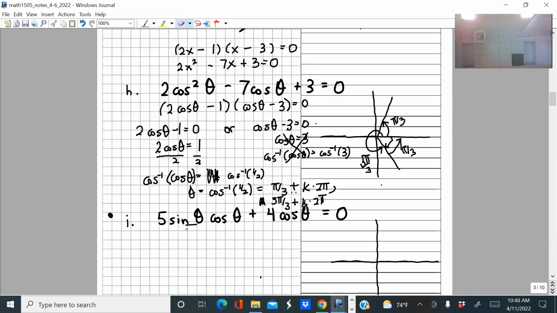You can factor 5 sine theta cosine theta plus 4 cosine theta. Once you get it factored, just stop there and then we'll go from there.